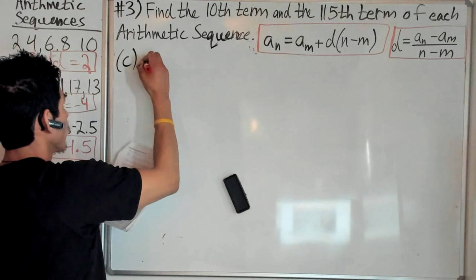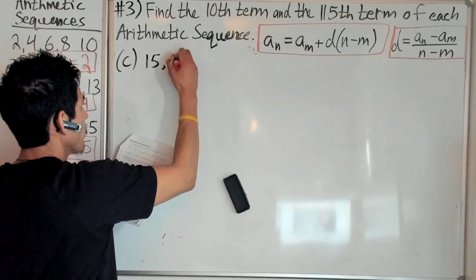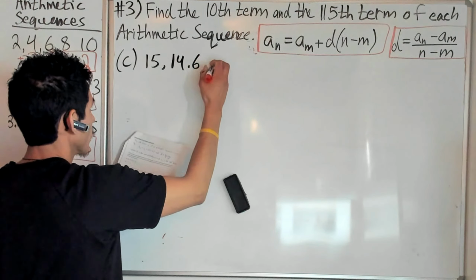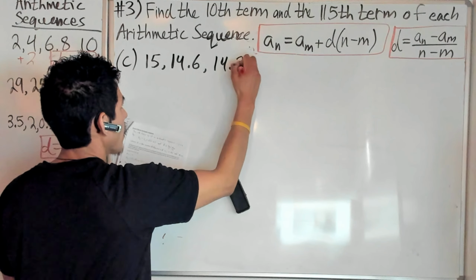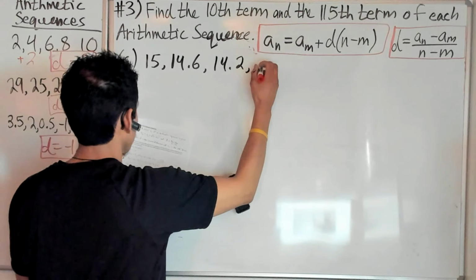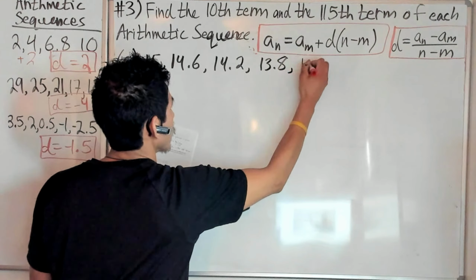So for C, we have 15, 14.6, 14.2, 13.8, 13.4.